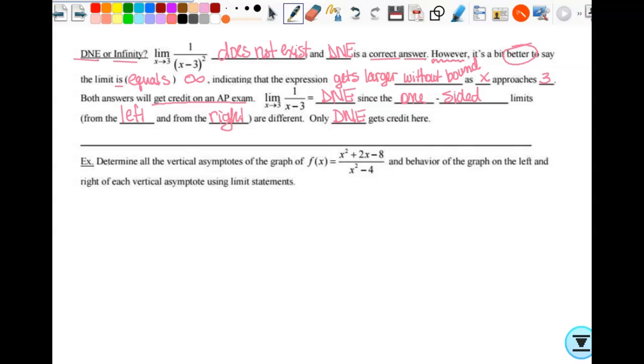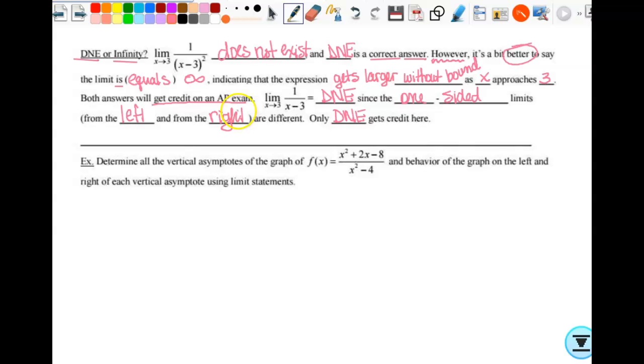It's more important for you to think of infinity as it's infinity. It does not exist because it increases without bound, and we'll kind of use that phrasing as we go through some of that. Okay, we good on that? What questions you got? Okay.